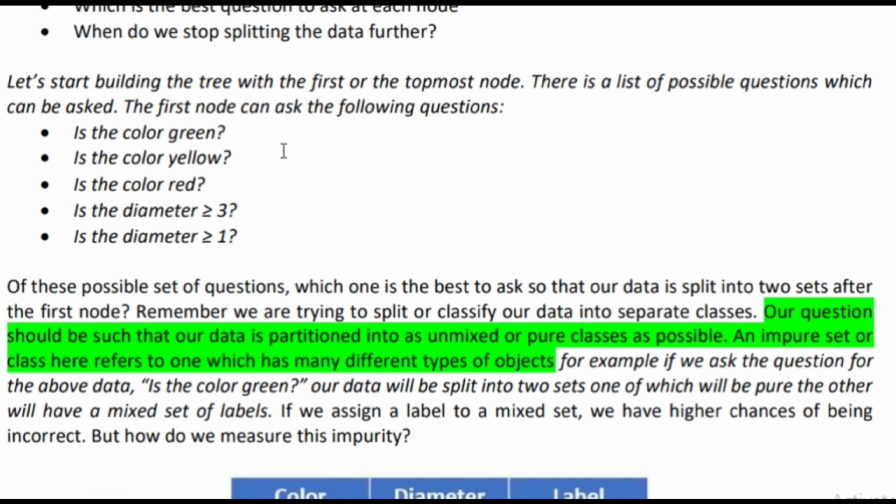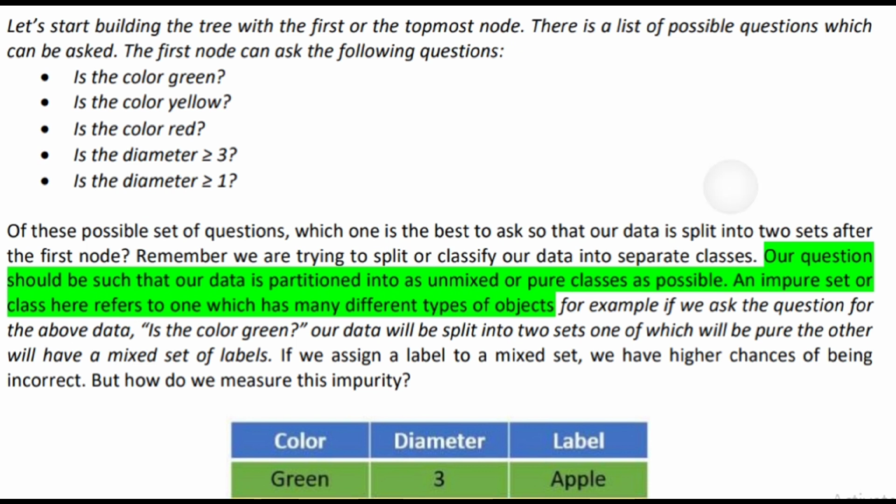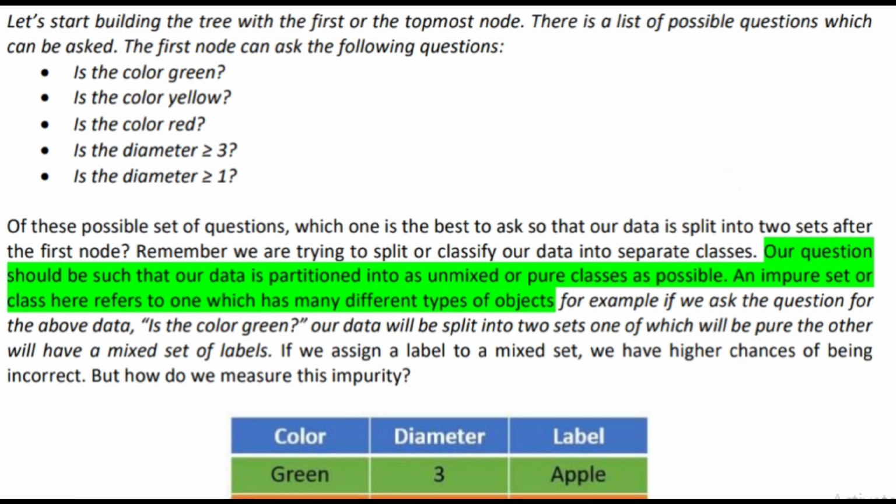Of these possible set of questions, which one is the best to ask so that our data is split into two sets after the first node? Remember, we are trying to split or classify our data into separate classes. Our question should be such that our data is partitioned into as unmixed or pure classes as possible. An impure set or class here refers to one which has many different types of objects.